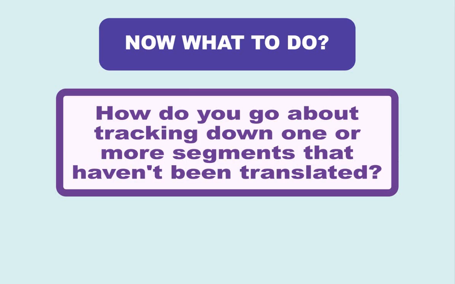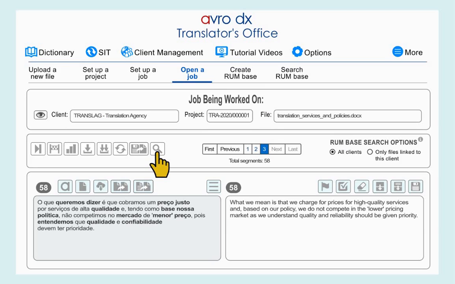Now what do? Let's say this job has 1,200 segments. How do you go about tracking down segments that haven't been translated? At this point, you might be asking yourself, will I have to go through all the segments one by one to find the ones that haven't been translated? No, you won't. SIT has a function that finds these segments for you.